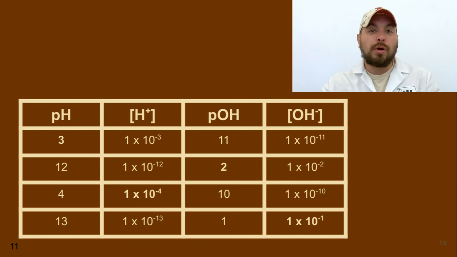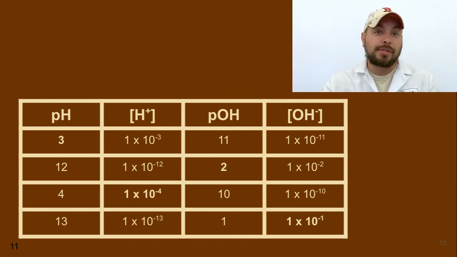In the third row, I'm given the concentration of H plus. I can use that to find the pH. So the concentration of H plus is 1 times 10 to the negative 4th, so therefore the pH is 4. The pOH would be 10, and the concentration of the hydroxide is 1 times 10 to the negative 10th. And then in the final row, which is 1 times 10 to the negative 1, therefore the pOH is 1, therefore the pH is 13, and the concentration of the H plus is 1 times 10 to the negative 13.